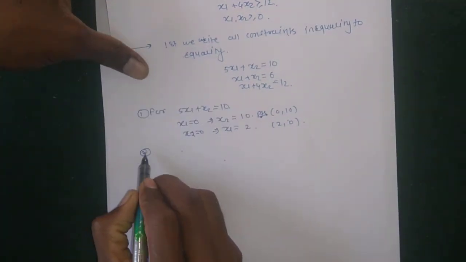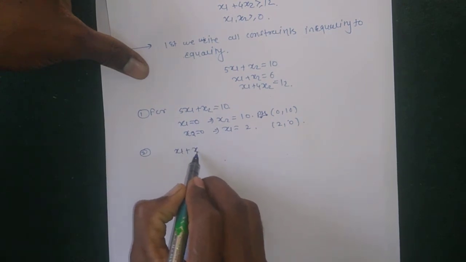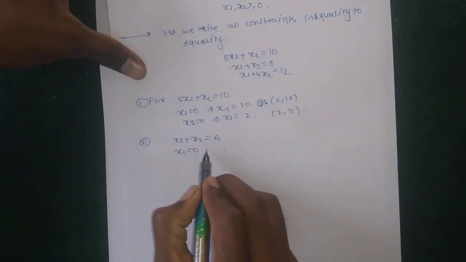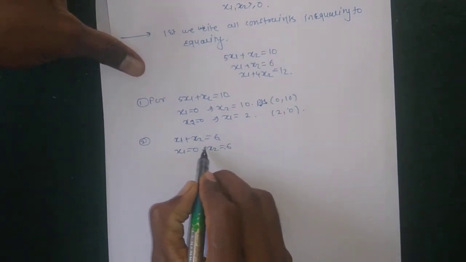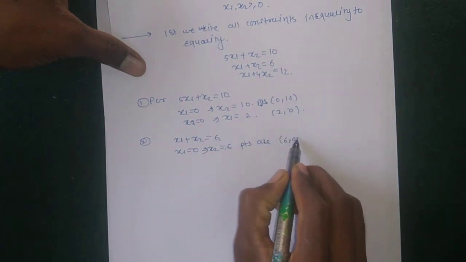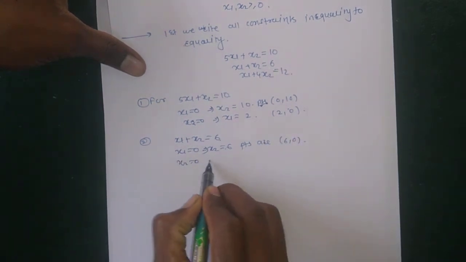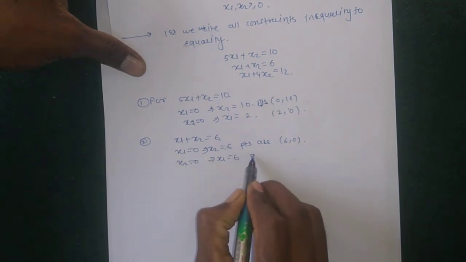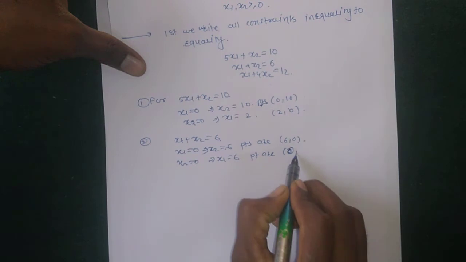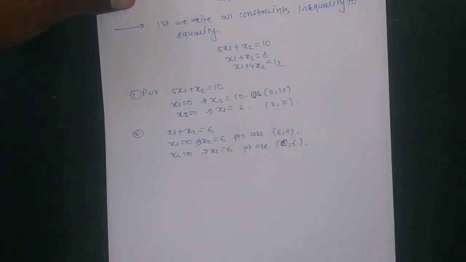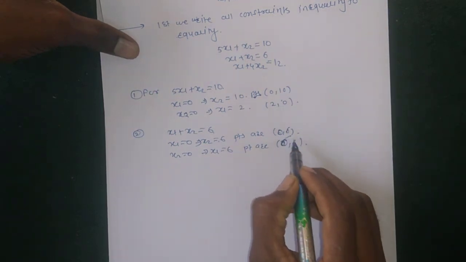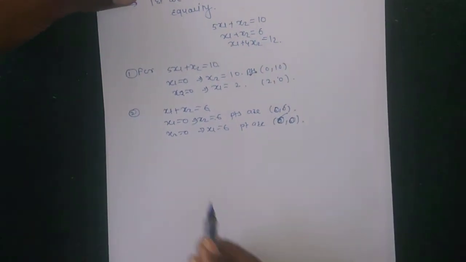Then for the second constraint, x1 plus x2 equal to 6: if x1 is equal to 0, then x2 is equal to 6, so the point is (0, 6), and when x2 equal to 0, then x1 is also equal to 6. Therefore the points are (0, 6) and (6, 0).